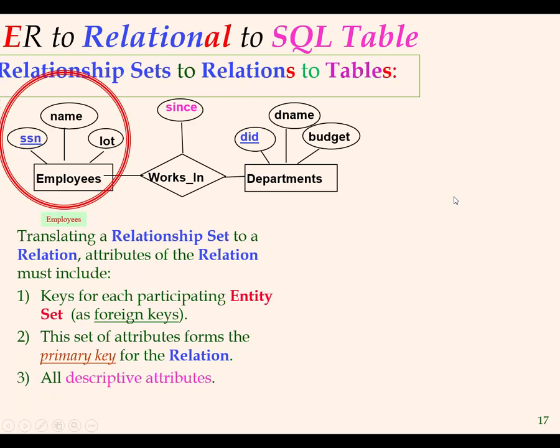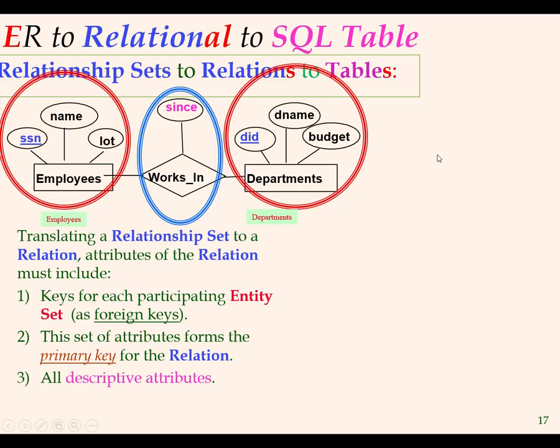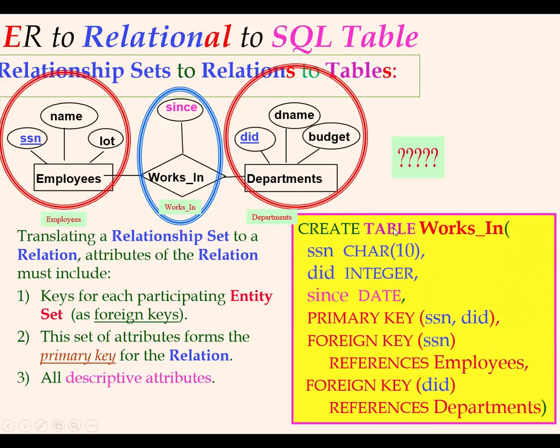So here's my employees. Here's my departments, and this is again the order you have to create them, because when you create this third relation based on the relationship set works in, you need these tables so you can specify them. So let's look at the works in. How many attributes? 3. Very good. And let's look at create table works in. So SSN, DID, and since. These are my 3 attributes.